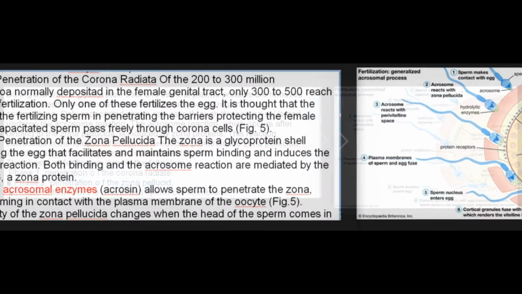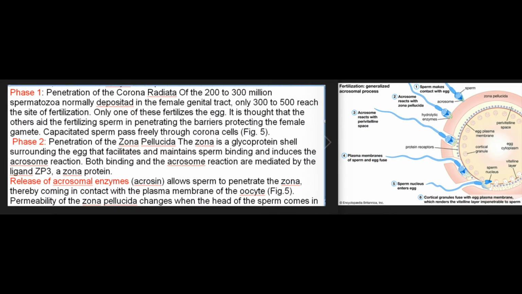Phase 1, penetration of the corona radiata. Of the 200 to 300 million spermatozoa normally deposited in the female genital tract, only 300 to 500 reach the site of fertilization. Only one of these fertilizes the egg. It is thought that the others aid the fertilizing sperm in penetrating the barriers protecting the female gamete. Capacitated sperm pass freely through corona cells, Fig. 5. Phase 2, penetration of the zona pellucida.